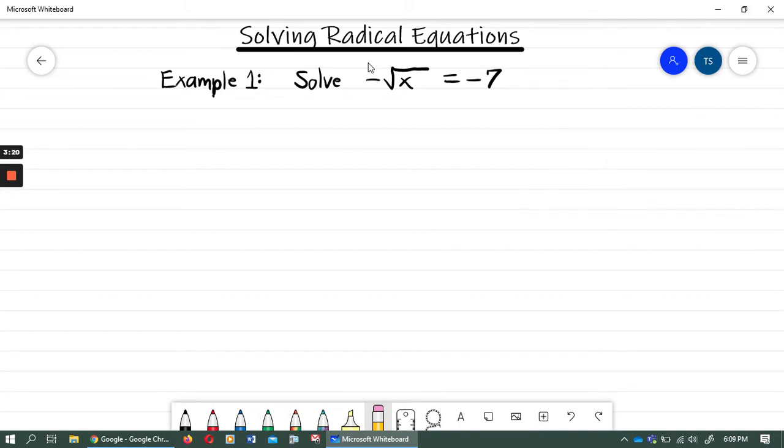Why is it not isolated? Because there's a negative on the outside, and technically there's a negative number that's multiplied on the outside, and you should be able to tell me what that number is. It's understood that it's a -1. So the first thing we want to do, since there's a radical only on one side of the equation, is make sure that we have that radical isolated by itself on one side of the equation.